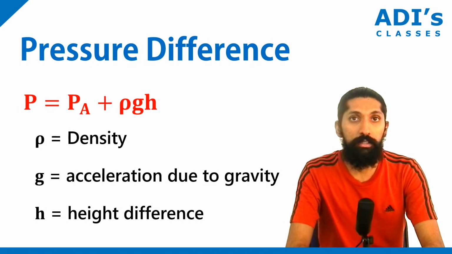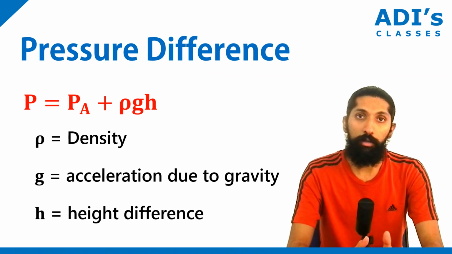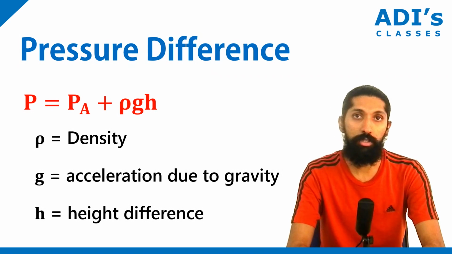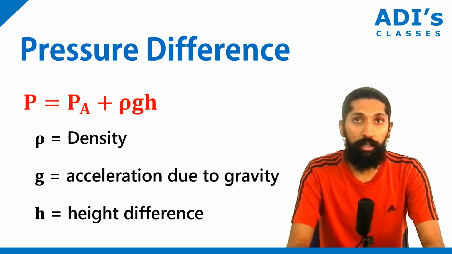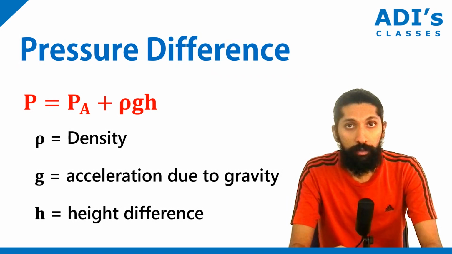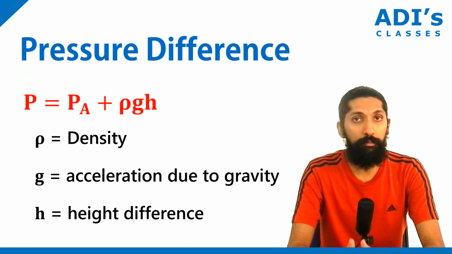Now what you get is P minus PA, which we call the gauge pressure, or P is equal to PA plus rho GH. This is how you calculate the pressure with this particular instrument. Understood? This is one of the ways in which the pressure difference can be calculated.